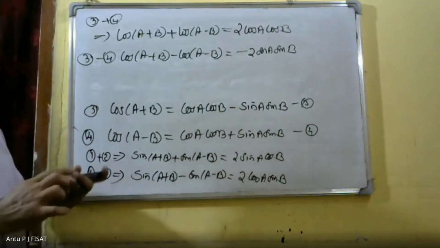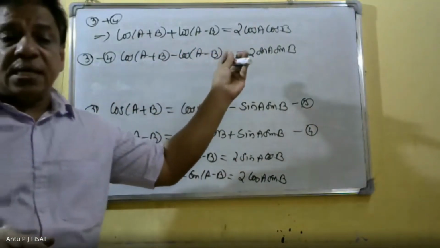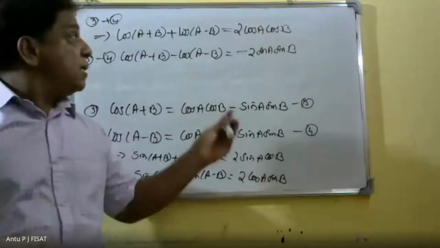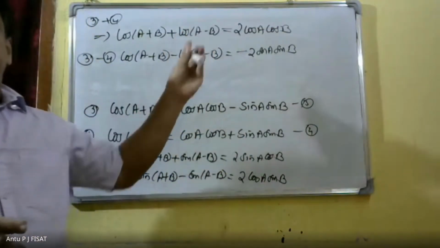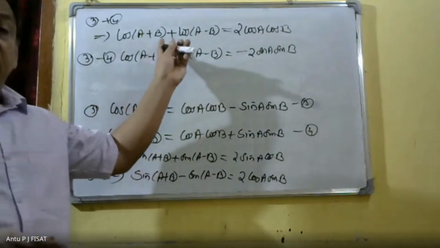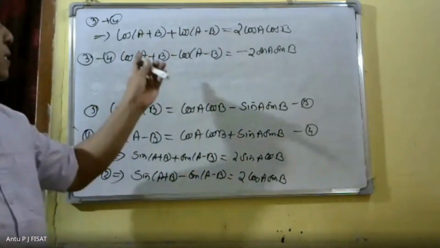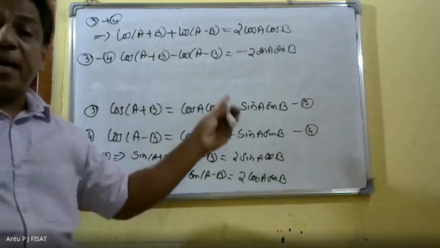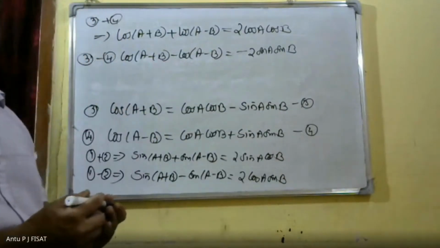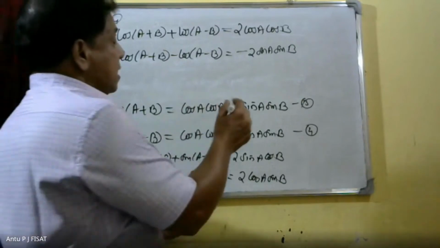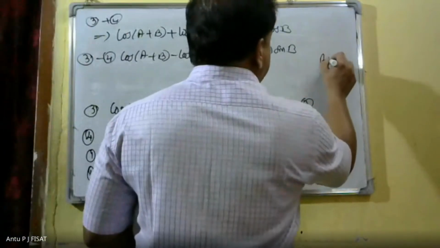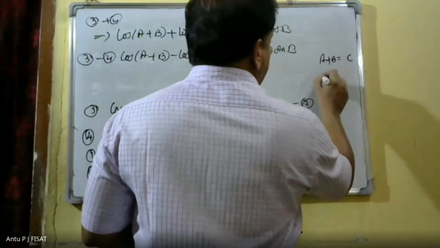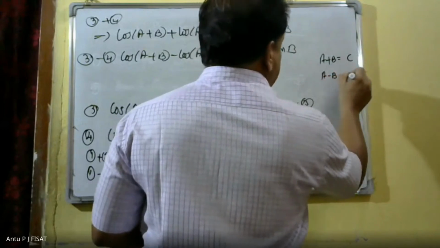About sin A plus B plus sin A minus B, then cos A plus B plus cos A minus B, and cos A plus B minus cos A minus B. Then we make other formulas. That is, take A plus B equal to C and A minus B equal to D.